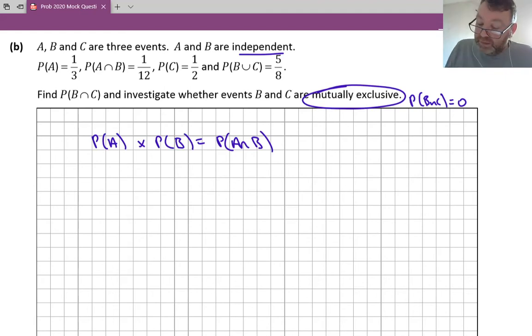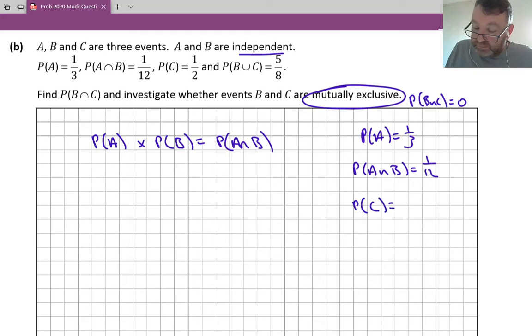Now, what have we got? So let's write down, we have P of A is equal to 1/3. P of A intersection B is equal to a 12th. P of C is a half. And P of B union C is equal to 5/8. And what else do I know? I know that A and B are independent. So I have this rule here.